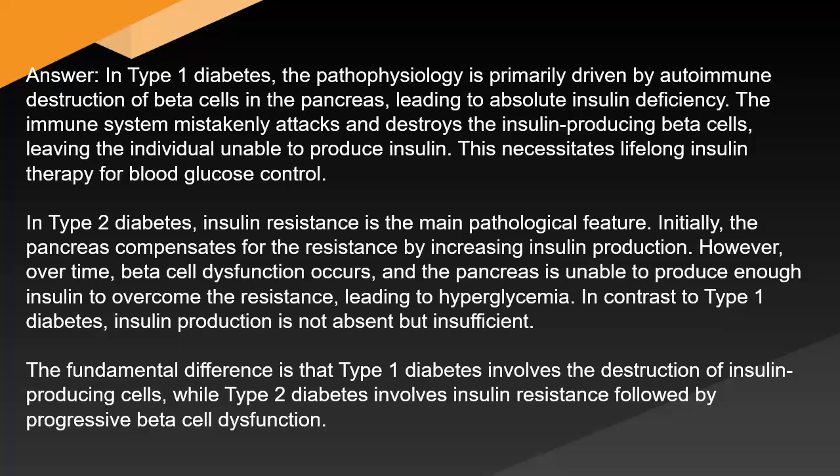In type 2 diabetes, insulin resistance is the main pathological feature. Initially, the pancreas compensates for the resistance by increasing insulin production. However, over time, beta cell dysfunction occurs and the pancreas is unable to produce enough insulin to overcome the resistance, leading to hyperglycemia. In contrast to type 1 diabetes, insulin production is not absent but insufficient. The fundamental difference is that type 1 diabetes involves the destruction of insulin-producing cells, while type 2 diabetes involves insulin resistance followed by progressive beta cell dysfunction.